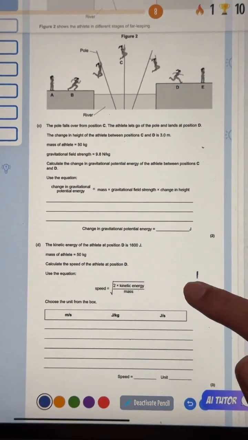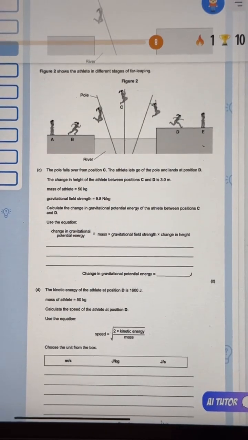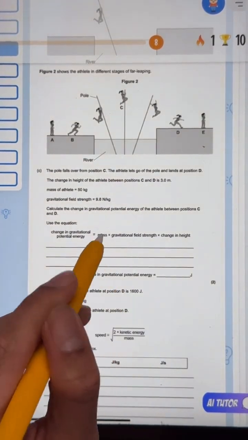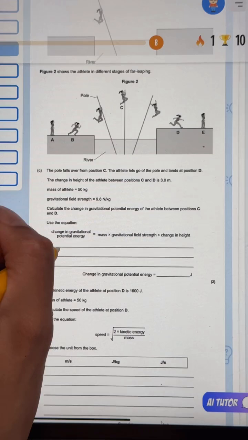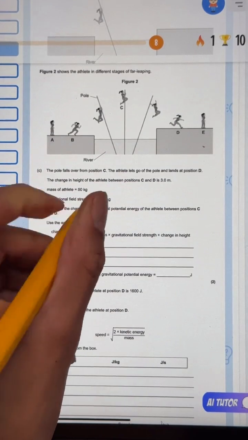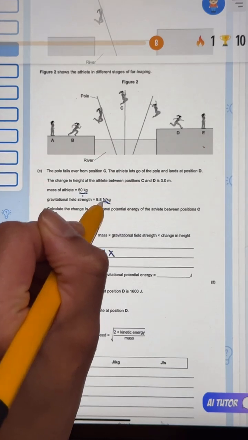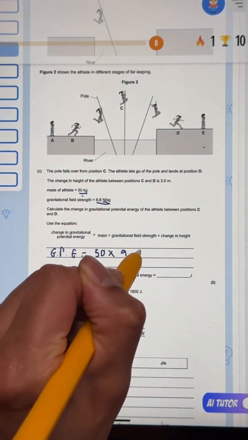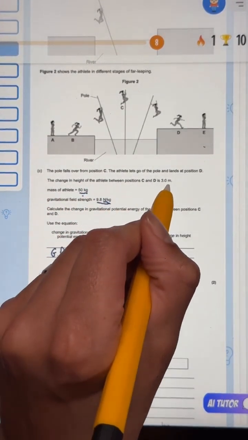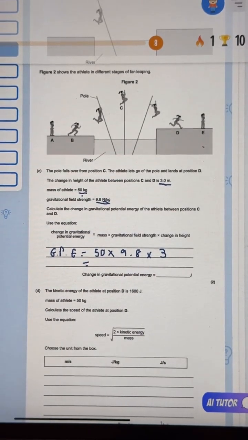They've also given us the equation in this case. We want to find the gravitational potential energy, as it says here. So we just substitute in the relevant numbers. GPE equals mass, which is the 50 kilograms of the athlete, multiplied by the gravitational field strength, which is 9.8 newtons per kilogram, multiplied by the change in height, which they tell you between C and D is 3 meters, so times by 3. So 50 times 9.8 times 3.